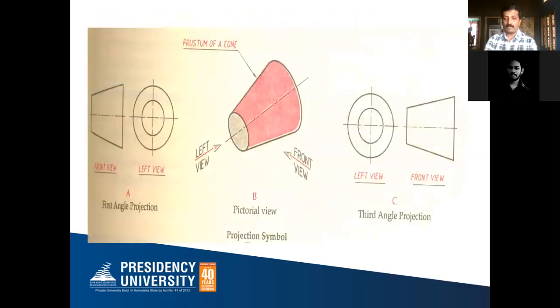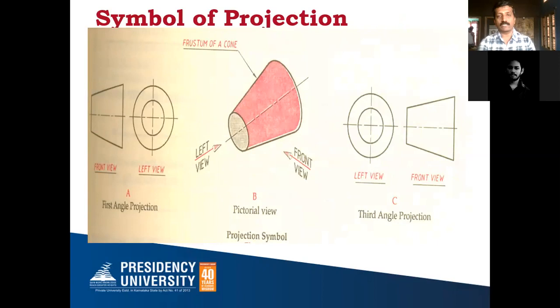So next, let me give you the example of how to identify which angle of projection system I'm using in my drawing. Are you remembering it from last class? I have shown you the layout of the drawing sheet. The title block also I have shown, and the symbol of the projection also I have shown. By looking at the symbol of projection only, I am able to get the information.